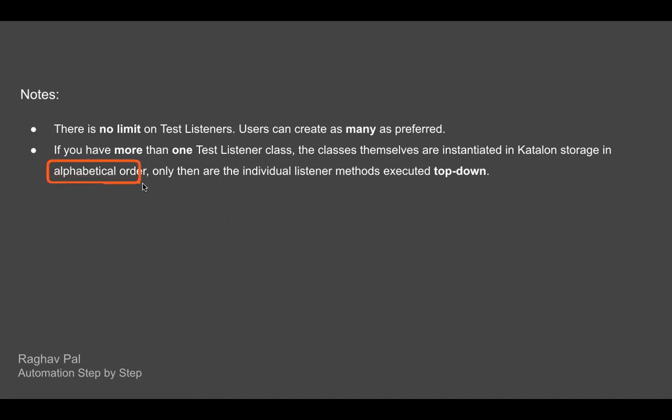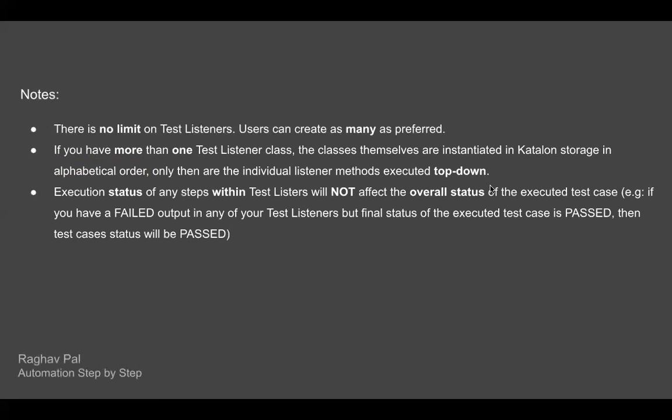So in that case, alphabetical order will be preferred, and the execution status of any steps within test listeners will not affect the overall status of the test case. For example, if you have some steps in your setup or teardown, before or after test case or test suite functions, and something fails there, it will not impact the status of the test case. If the steps of the test case pass, then it will be marked as pass.